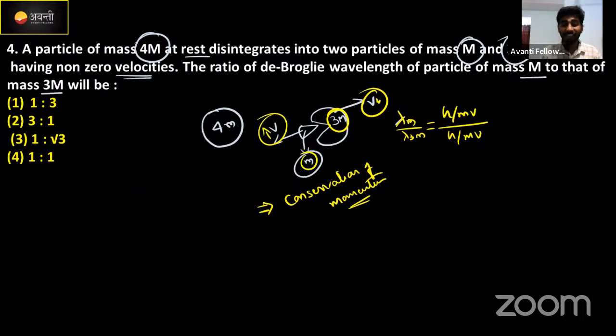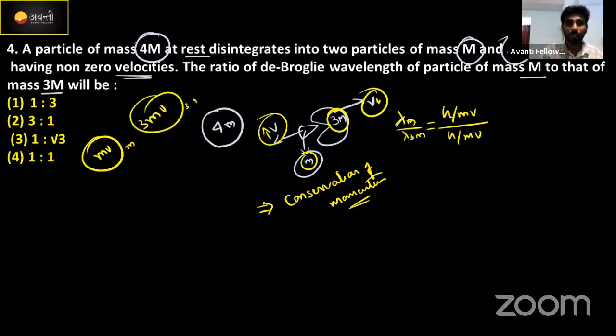Hence, after disintegration, the momentum, meaning the product of mass and velocity of the m mass and the product of mass and velocity of the 3m mass, both will become equal. Are you getting my point? Both will become equal, right?